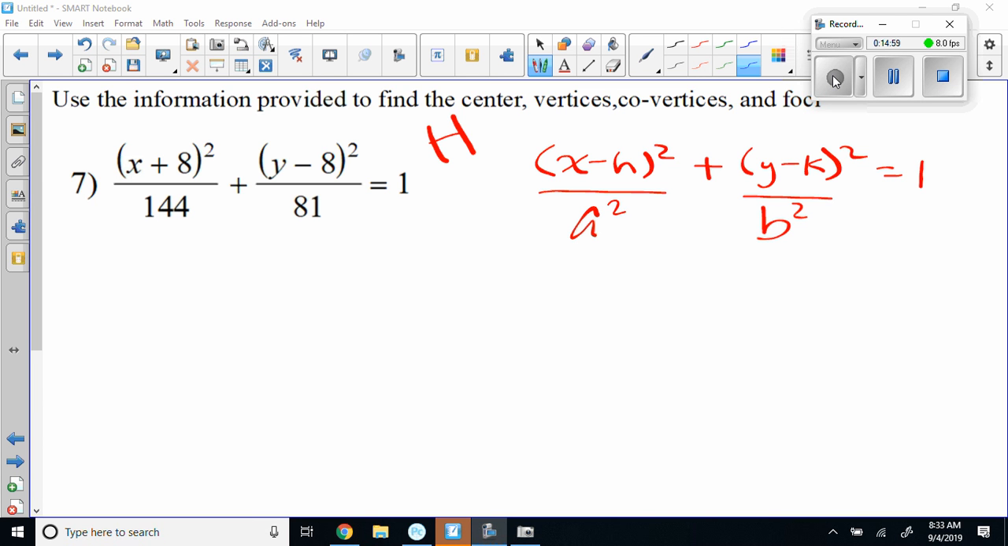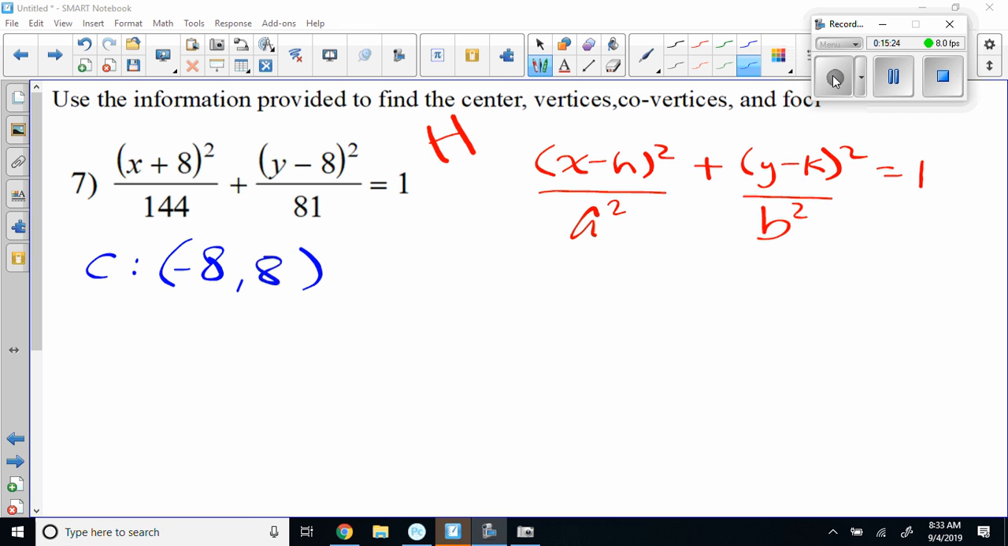So the first thing that I need is your center. Where's your center? What is it? Negative 8, positive 8. Okay. Now, any questions on that? No.